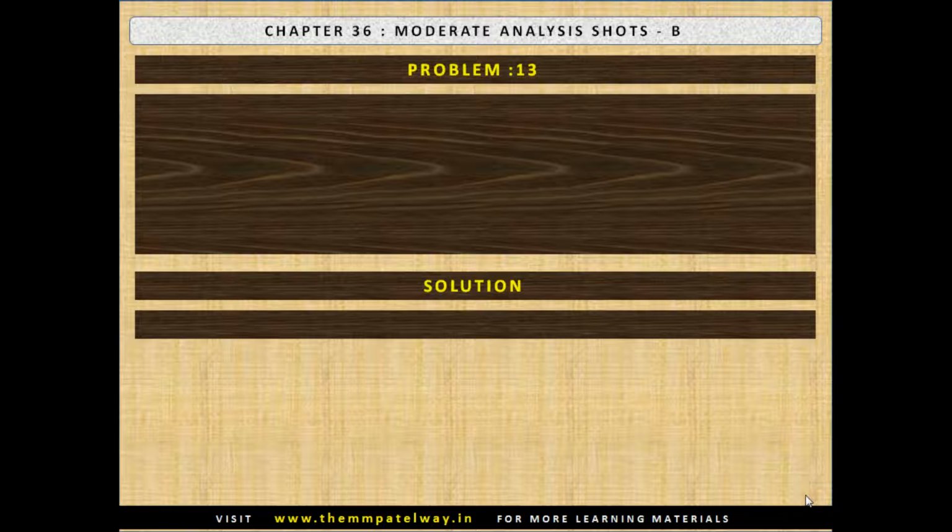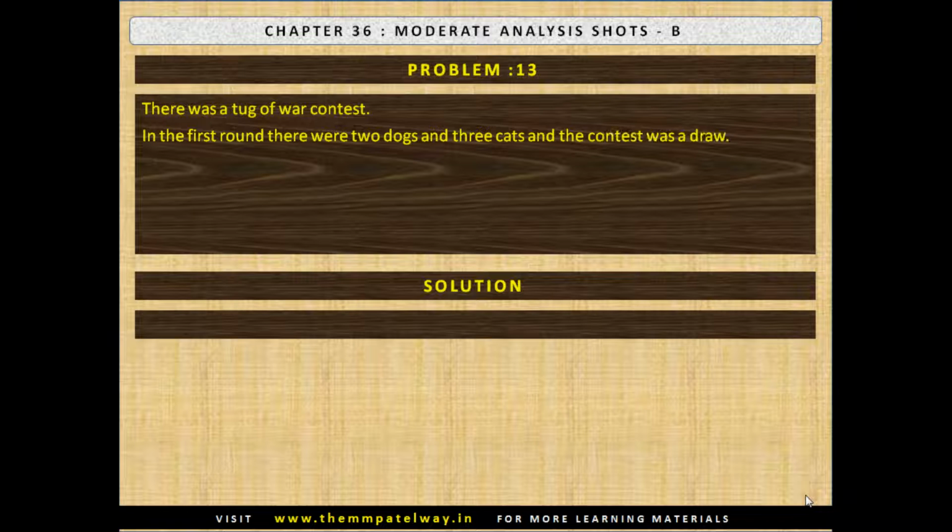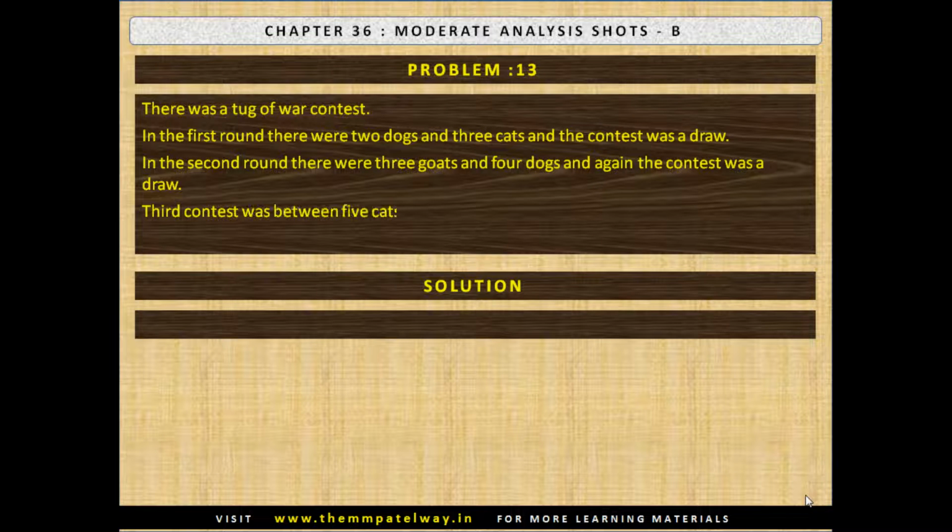Problem number 13. There was a tug of war contest. In the first round, there were 2 dogs and 3 cats and the contest was a draw. In the second round, there were 3 goats and 4 dogs, and again the contest was a draw. The third contest was between 5 cats and 2 goats. Can you predict the result? Now stop the video and solve the problem. The solution follows. 5 cats will win.